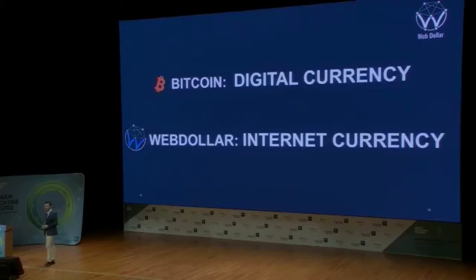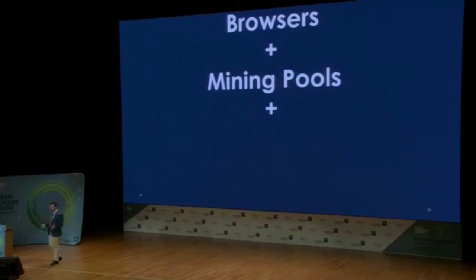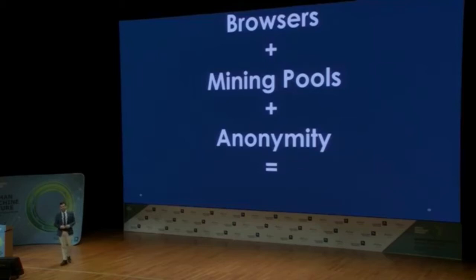Because Bitcoin is a digital currency, while WebDollar wants to be an internet currency, to be native to the browser, to be native to the internet. So we came with this idea of using browsers, because everybody has a smartphone in their pocket and they use Safari, Chrome to enter the internet. And we were thinking, okay, let's combine with mining pools, because nobody can mine Bitcoin alone. They need to join a mining pool. Let's also increase the anonymity a little bit from Bitcoin. Not much, because unfortunately it is very hard to make zero-knowledge technology work in the browser. And we get the WebDollar.